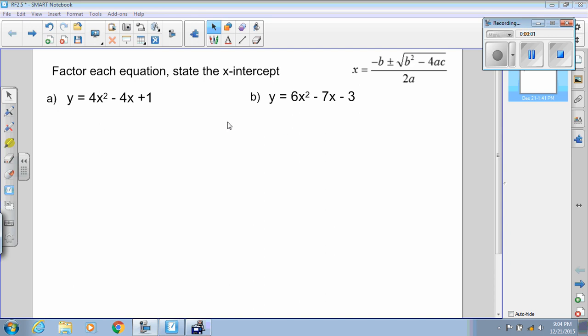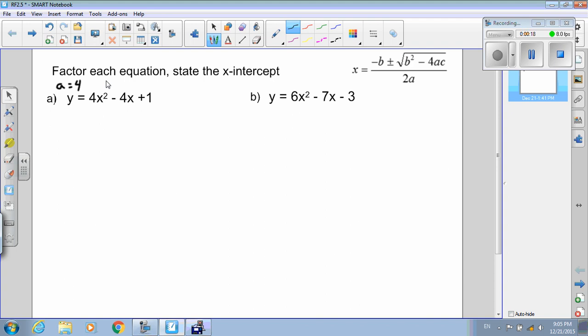Okay, we will now be looking at finding x-intercepts using the quadratic formula, a very powerful tool in mathematics. First off, you will be identifying the a, b, and c values. The a value here would be 4, the coefficient of the second degree variable. The b value here would be negative 4. Remember, don't forget the negative, and then the c value would be 1.